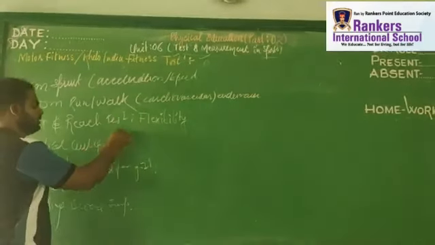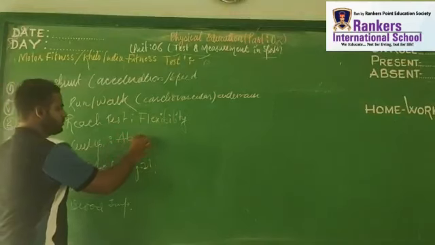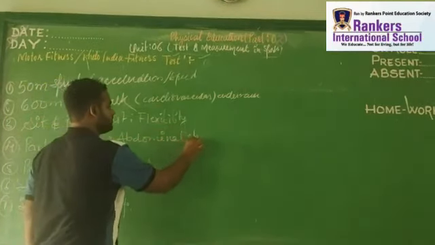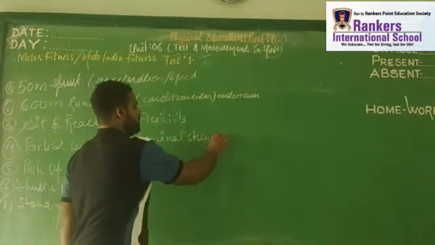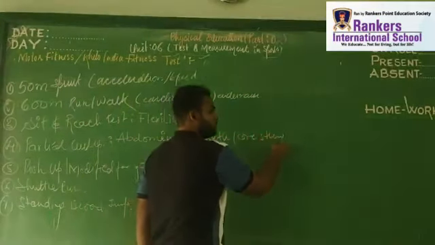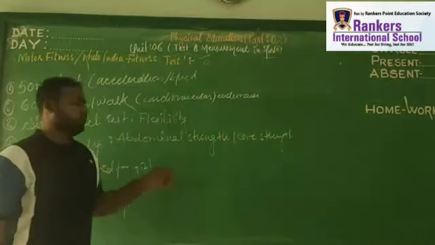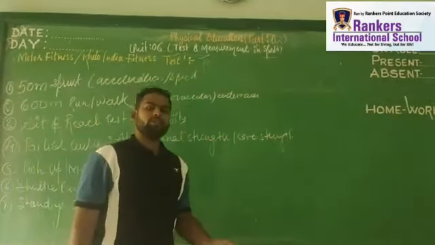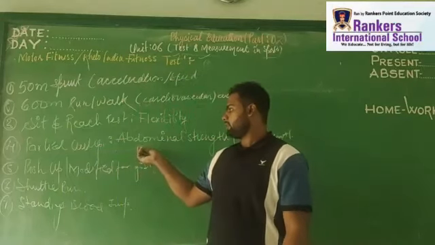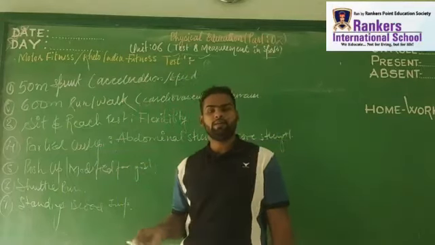What does it measure? Abdominal strength. We also call it core strength. Abdominal strength is measured by how many partial curl-ups an individual can do in 30 seconds.